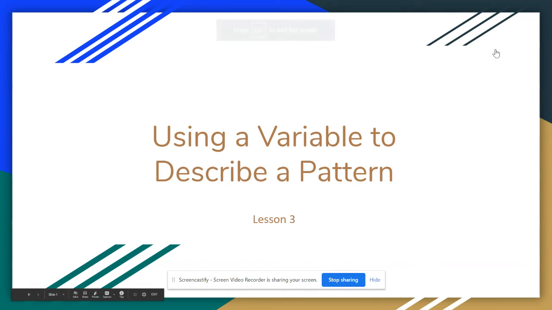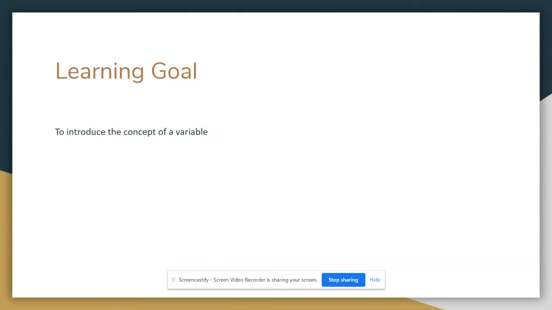Using a variable to describe a pattern. Now, this is a brand new concept, which makes it really exciting, to be honest. Our learning goal is to introduce the concept of a variable.